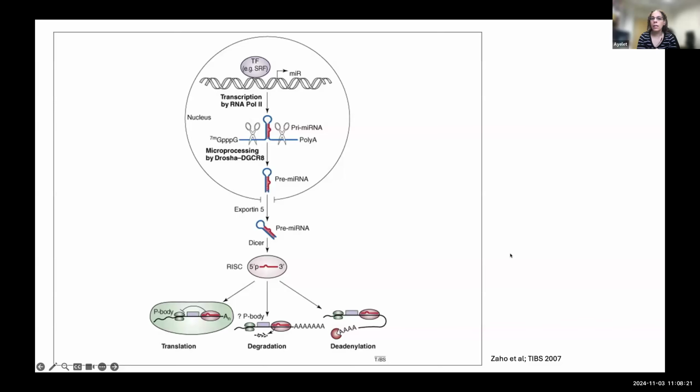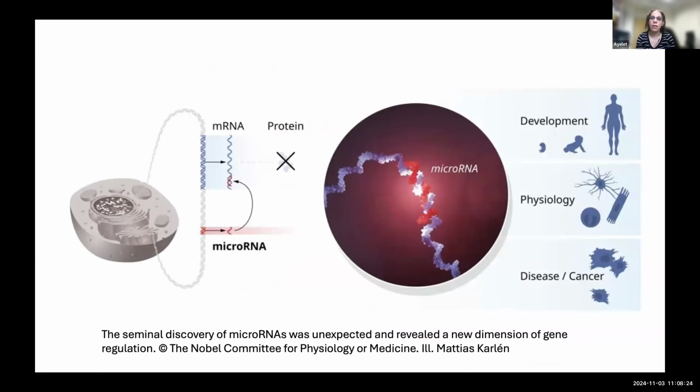One last note. This is the picture from the Nobel Committee. One last note is that microRNA, and also small RNA from C. elegans, because of the short nature, identifying them and cloning them was really a pain because it's really hard to just identify 22 bases.